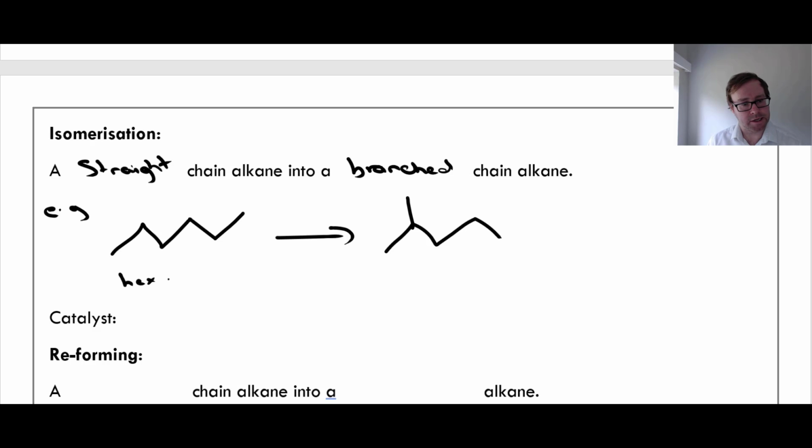So this would be hexane. And this is 2-methyl pentane. The catalyst that is usually used is platinum.